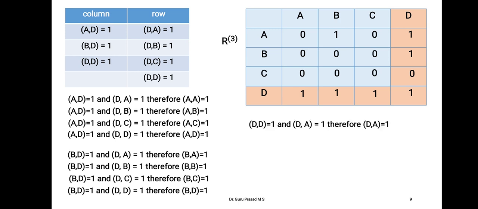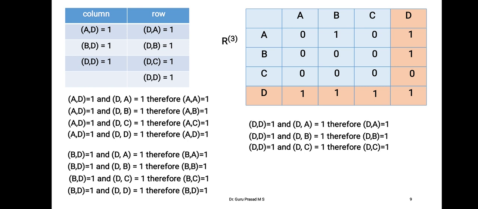Next, D to D equal to 1 and D comma A equal to 1, therefore DA equal to 1. D comma D equal to 1 and D comma B equal to 1, therefore D comma B equal to 1. D comma D equal to 1 and D comma C equal to 1, therefore DC equal to 1. D comma D equal to 1 and D comma D equal to 1, therefore D to D value is 1.